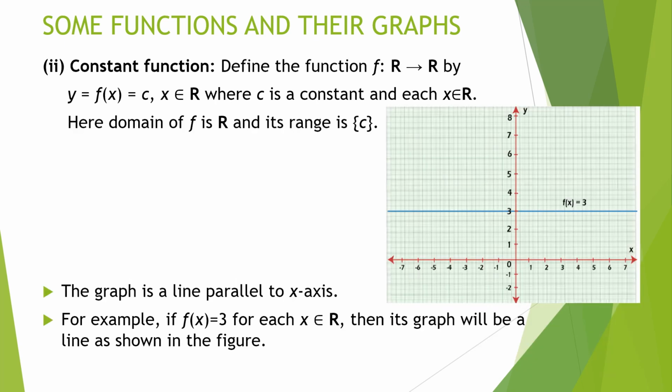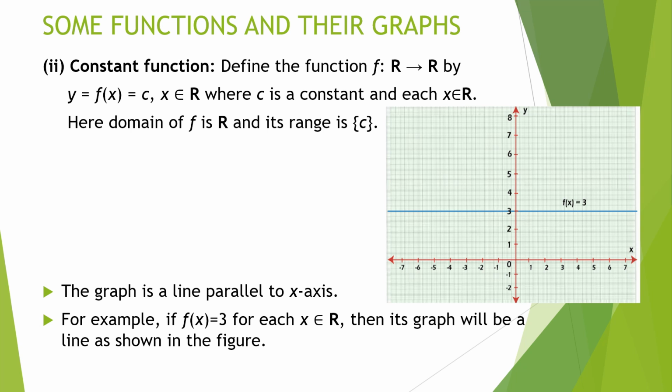Next is the constant function. Define the function f from R to R by y = f(x) = c, where x belongs to R and c is a constant. Here the domain of f is R and the range will be {c}. Why? Because for each x the image will always be the constant c. So the range will just consist of c.